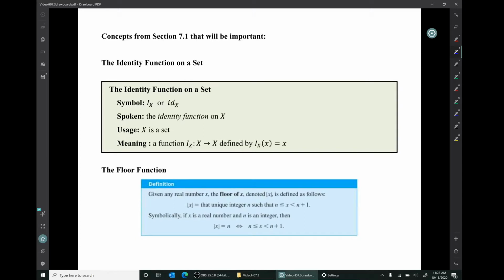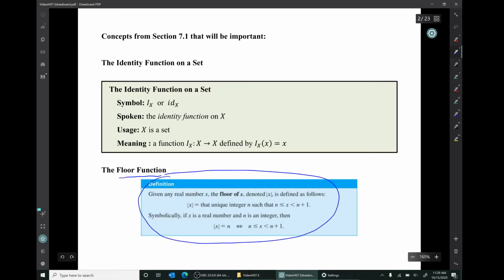First of all, from section 7.1, the identity function on a set, denoted capital I subscript capital X, where that symbol capital X denotes a set. Remember, that's just the function that does this. When you feed an input little x into that function, the output is little x. The function just produces as output exactly what you feed into it. And we'll be doing an example involving the floor function given by this definition. We'll return to that when we do that example.